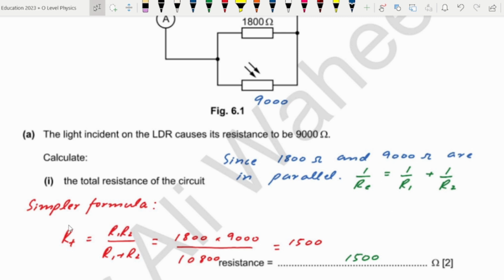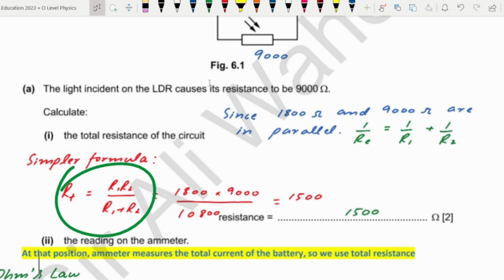Or for two resistors you have a shortcut, a simpler formula: the product of the two resistors divided by the sum of the two resistors. The first one is 1800, the second one is 9000. So 1800 times 9000 divided by 1800 plus 9000. Hitting it on the calculator, you'll get your answer, 1500. The unit is already there, ohm.